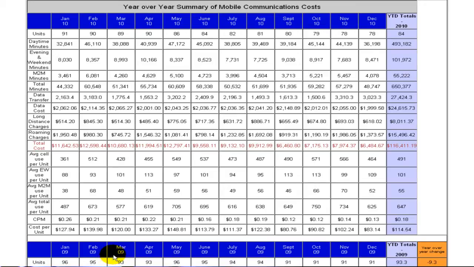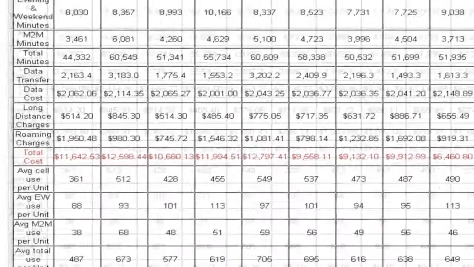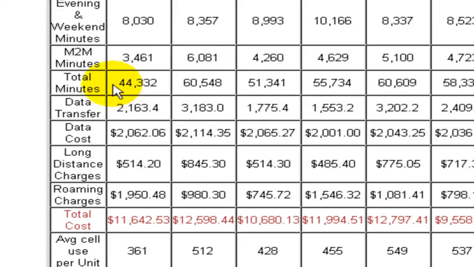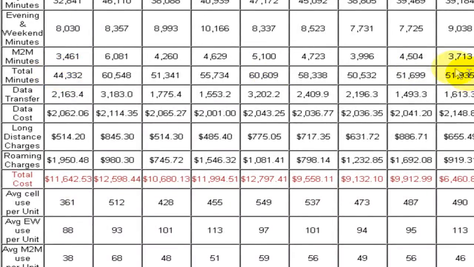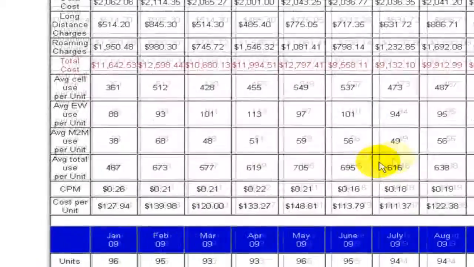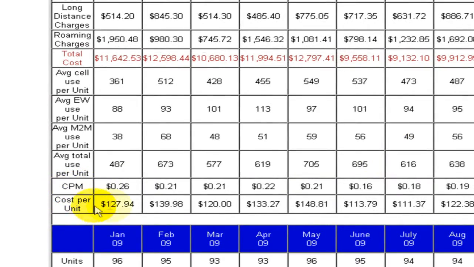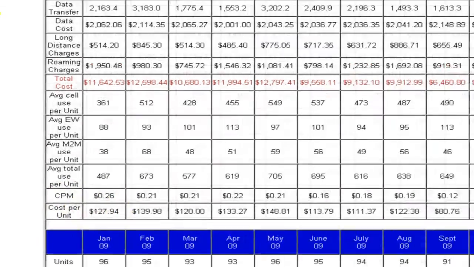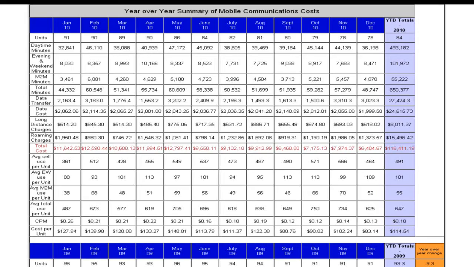The first thing we can see is trends. We can see what's going on across the account over the entire year. We can see any significant changes in total usage, changes in costing, and changes in long distance or roaming charges. We get a quick view of some average numbers for each of them, and we get to see cost per minute, cost per unit figures. We'll go through each of those a little bit more right now.